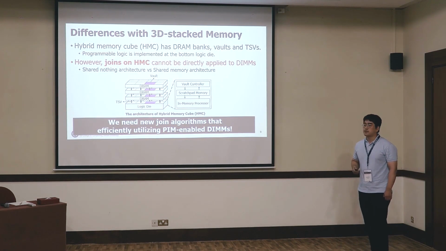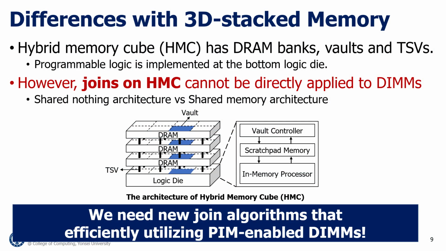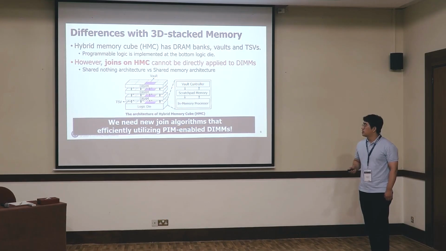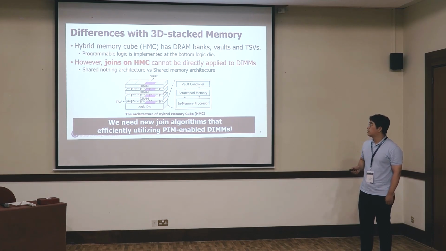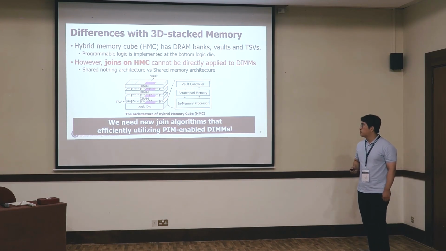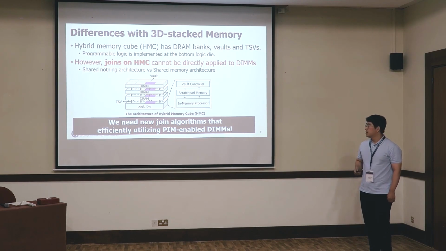To further explain the differences with 3D stacked memory, the Hybrid Memory Cube is the most popular 3D stacked memory and has DRAM banks in stacked layers connected with TSVs. The processing logic is implemented on the bottom logic layer, and they strongly assume that the processing logic can access all the DRAM banks through TSVs, so they assume a shared memory architecture. However, as I mentioned, PIM-enabled DIMMs have a shared-nothing architecture. So we need a PIM join algorithm that fits with PIM-enabled DIMMs and efficiently utilizes them.